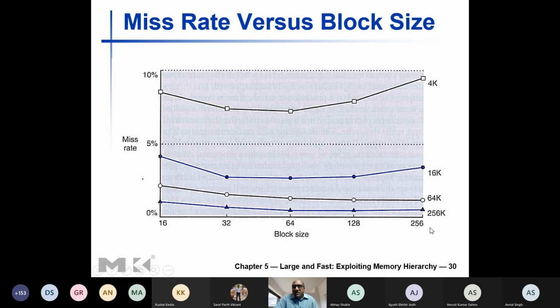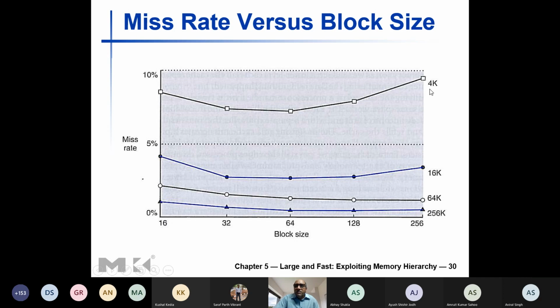But if the cache size is larger, like 256K or 64K, then if you increase the block size, the miss rate will not increase that much compared to the smaller cache sizes. This is intuitive because here you see 256 kilobytes, and here the block size equals 256 bytes. It means that this particular cache can accommodate even this higher order block size. It can accommodate 1,000 such blocks, because 256 bytes is one block, whereas 256 kilobytes is the size of the cache. So almost 1,000 blocks can be accommodated.